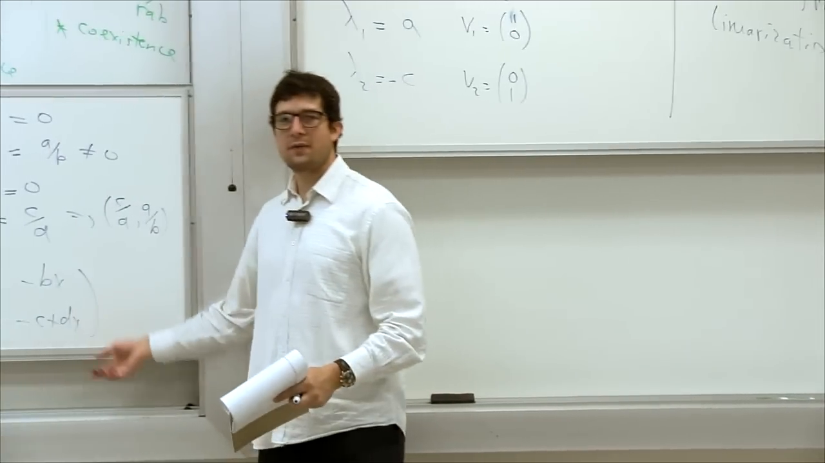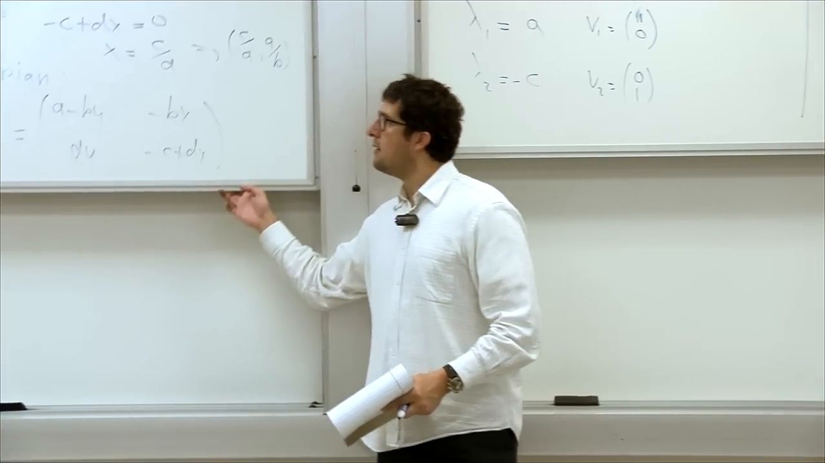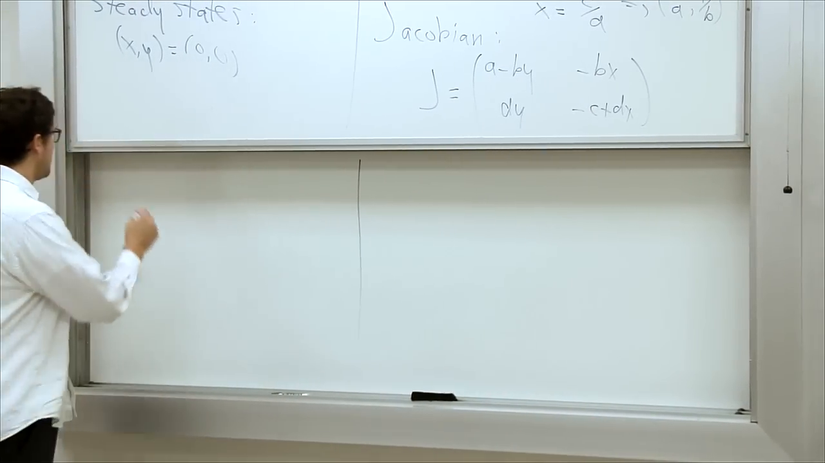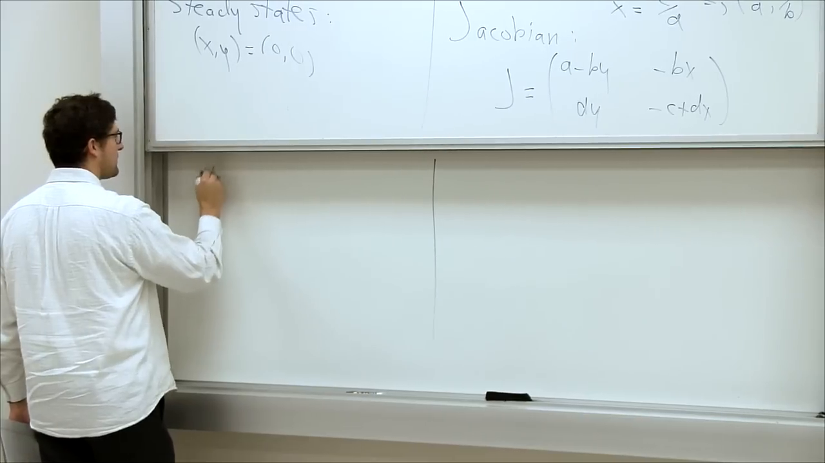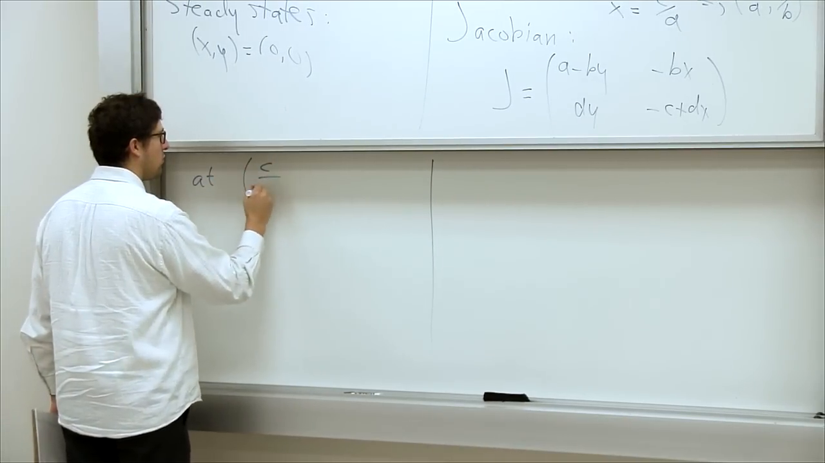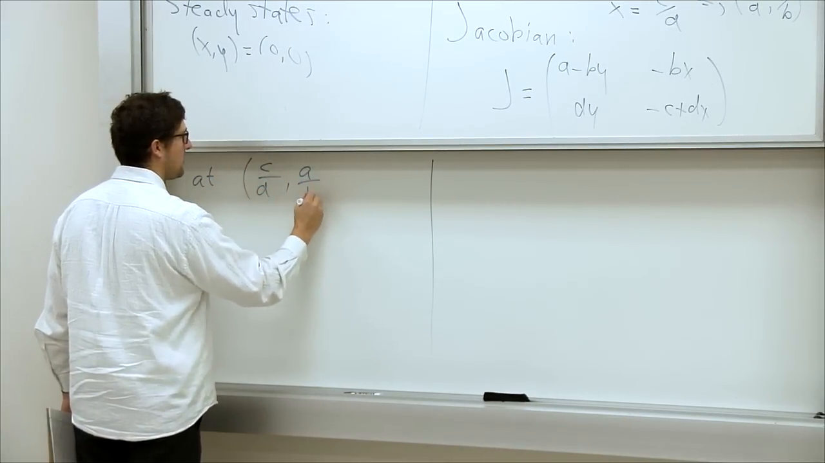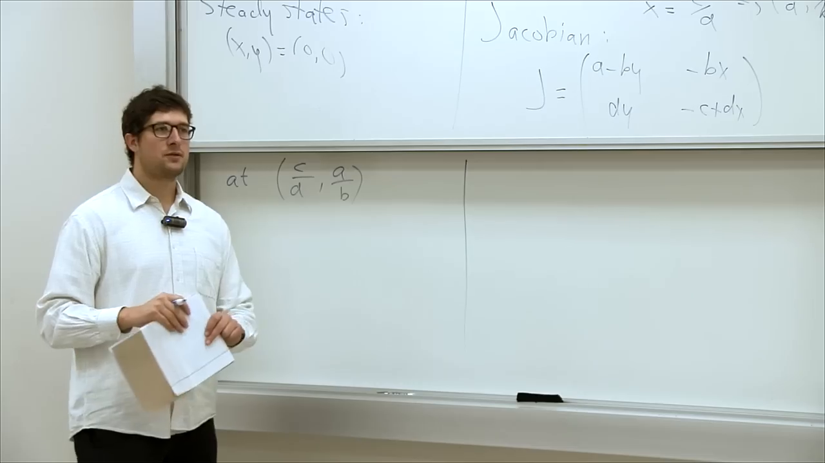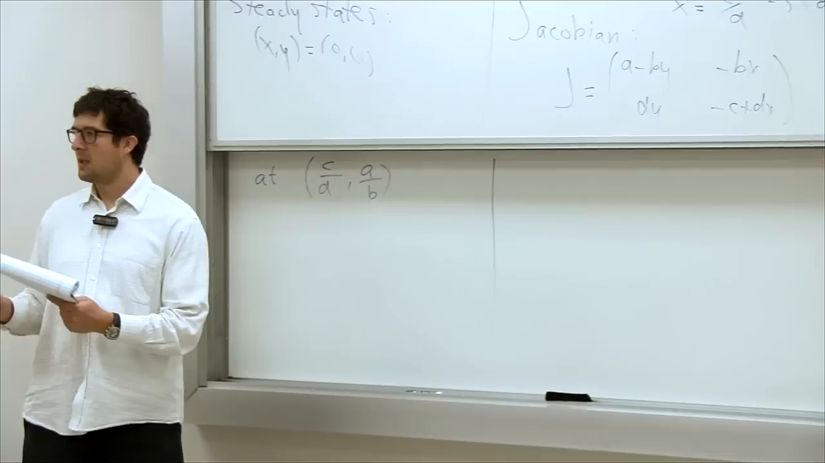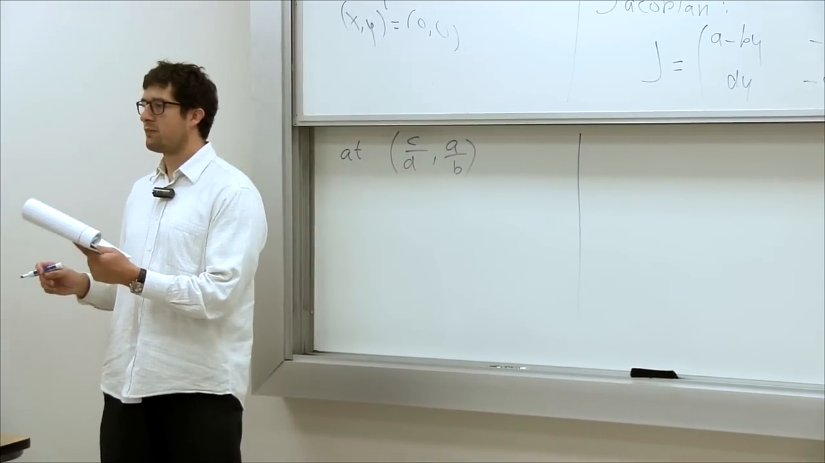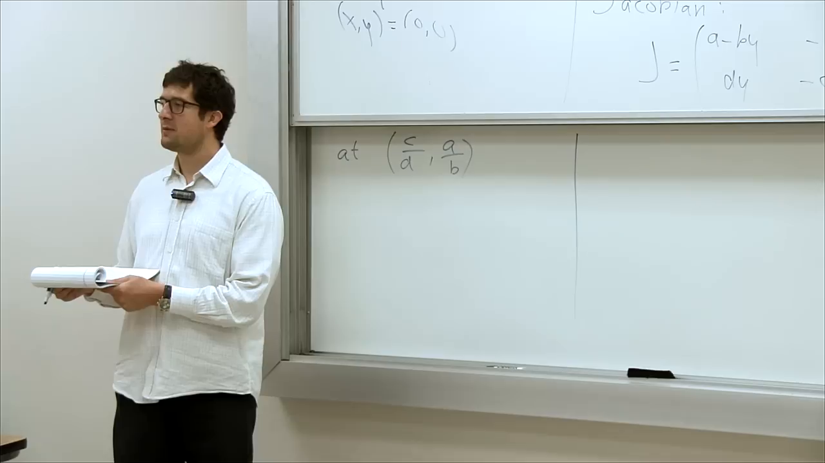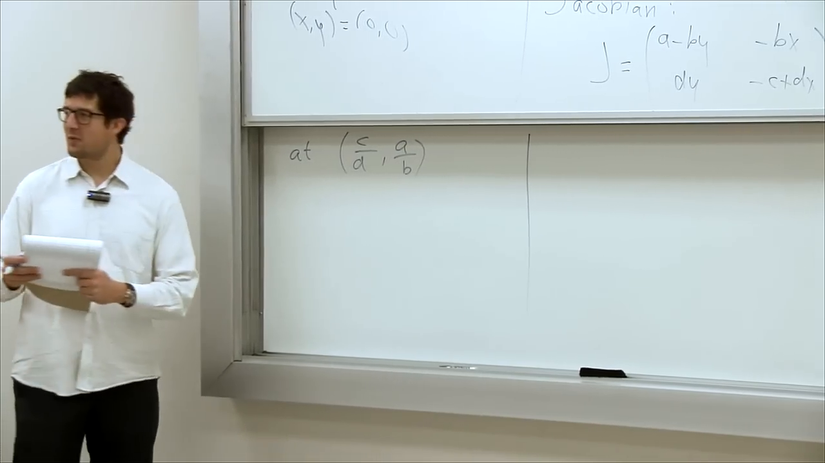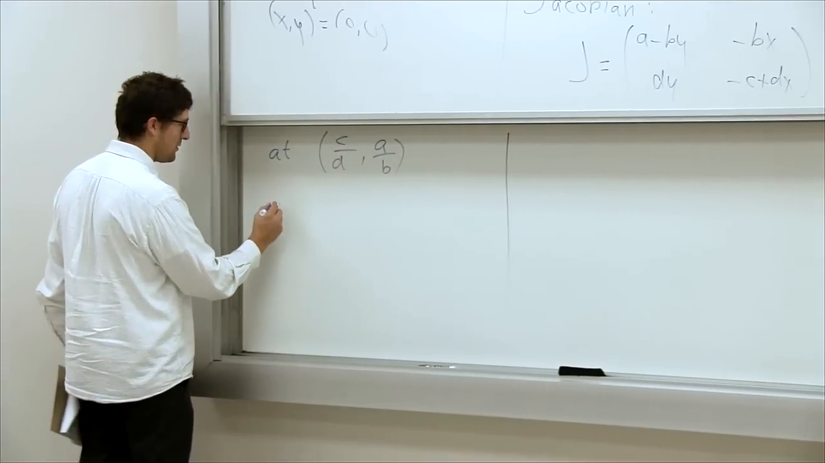What about if we linearize around that second steady state? So at the steady state, what was it? c over d, a over b? Does anybody want to try? Jonathan? What's your name again? Jonathan. Yes. Okay. Do you want to tell me what the Jacobian is at that point?